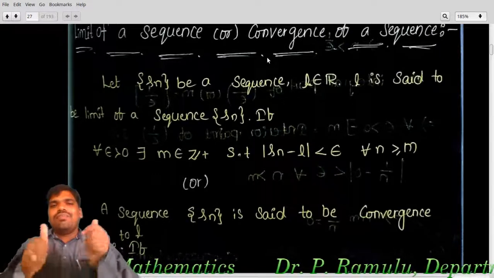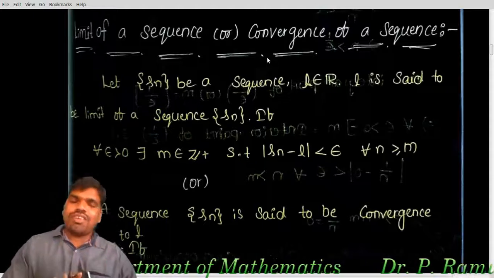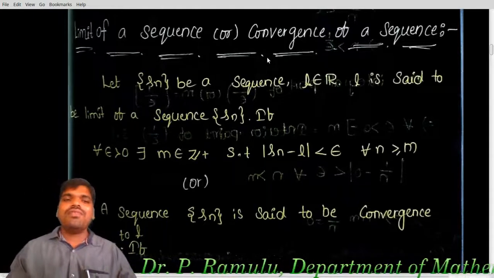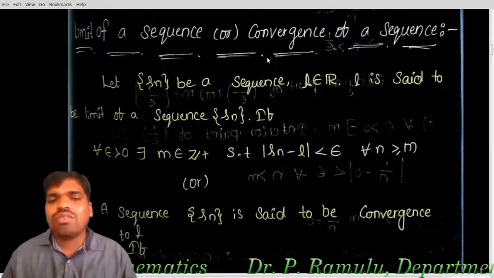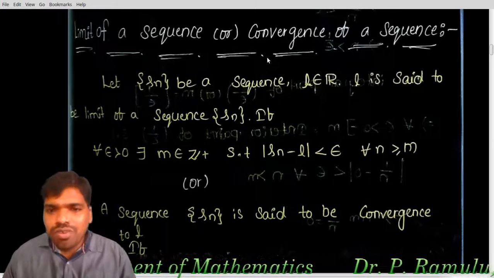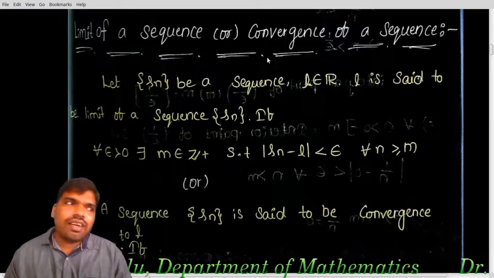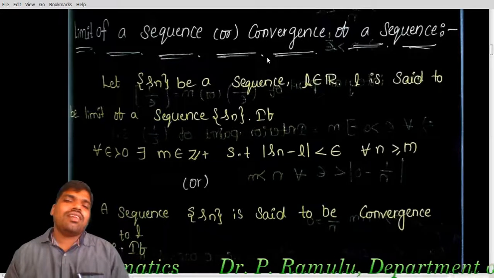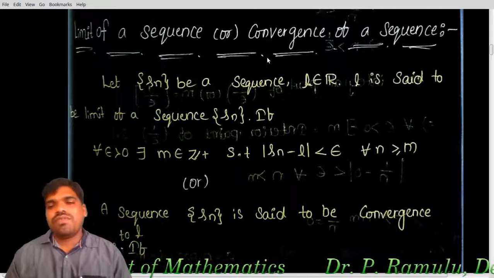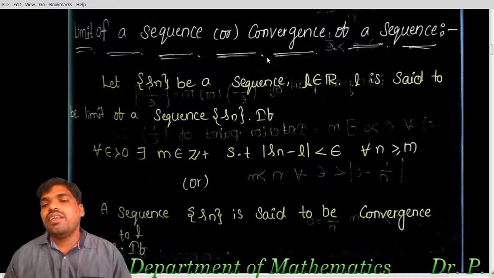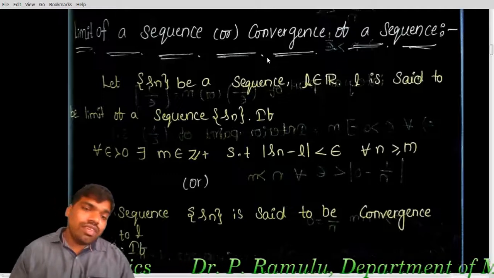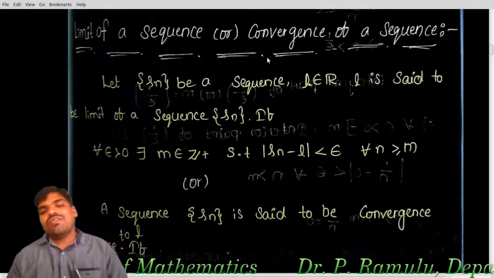Let S_n be a sequence and L belongs to R. L is said to be the limit of the sequence S_n if for all epsilon greater than 0, there exists m belonging to Z plus such that mod S_n minus L is less than epsilon for every n greater than or equal to m. Or a sequence S_n is said to converge to L.